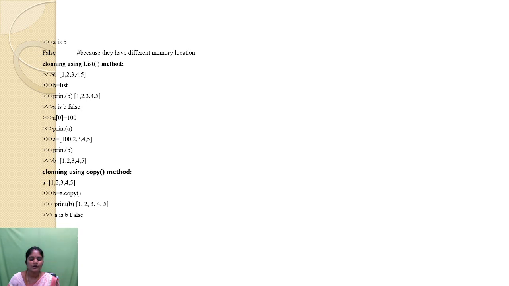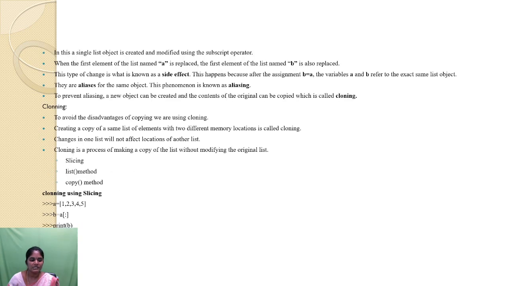Next one, cloning using the list method. a equal to 1, 2, 3, 4, 5. Now the whole list is copied into b. Before that, we used the entire list, a colon, with the help of the slicing operator to copy one list of elements to another list.